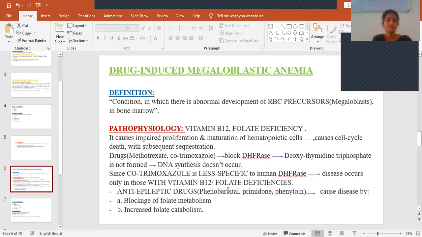And then anti-epileptic drugs like phenobarbital, primidone, phenytoin. These also cause megaloblastic anemia by two mechanisms: one is blockage of folate metabolism, and the other is increased folate catabolism. Catabolism is nothing but breaking down of folic acid, so already formed folic acid will be broken down. Folate metabolism also will not take place, so proper absorption of folic acid will not take place. This is how folic acid deficiency occurs when we use these anti-epileptic drugs.